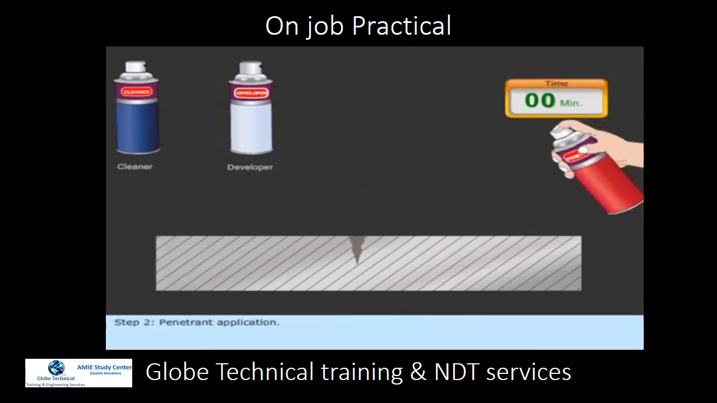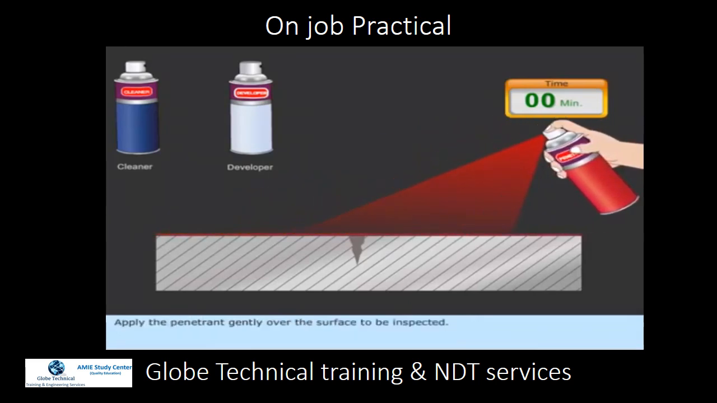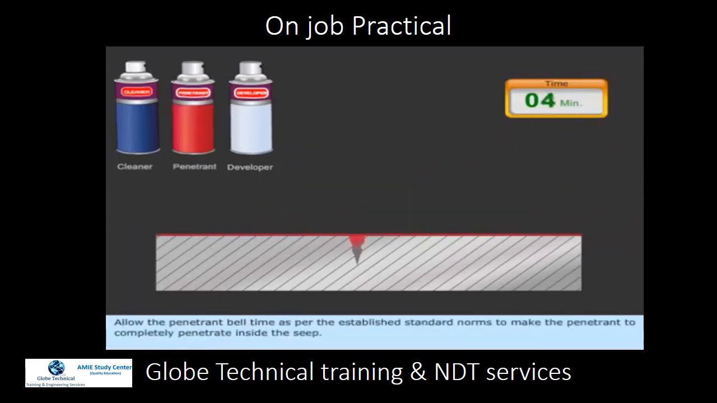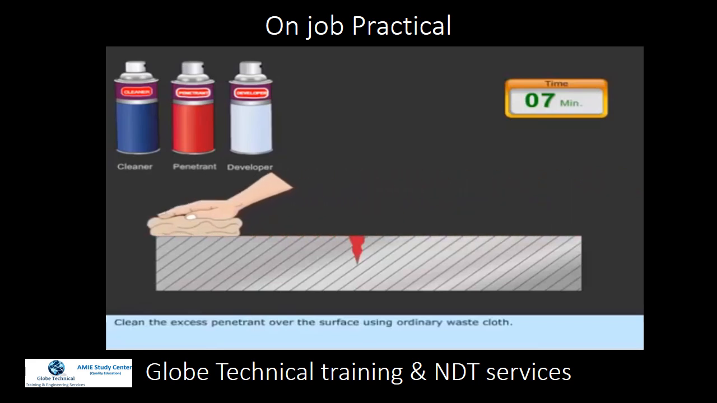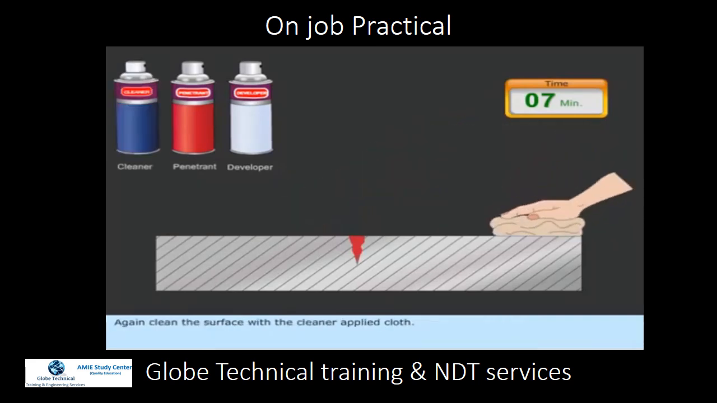Step 2. Penetrant application. Apply the penetrant gently over the surface to be inspected. Allow the penetrant dwell time as per the established standard norms to make the penetrant completely penetrate inside. Step 3. Removal of excess penetrant. Clean the excess penetrant over the surface using ordinary waste cloth. Again, clean the surface with the cleaner-applied cloth.